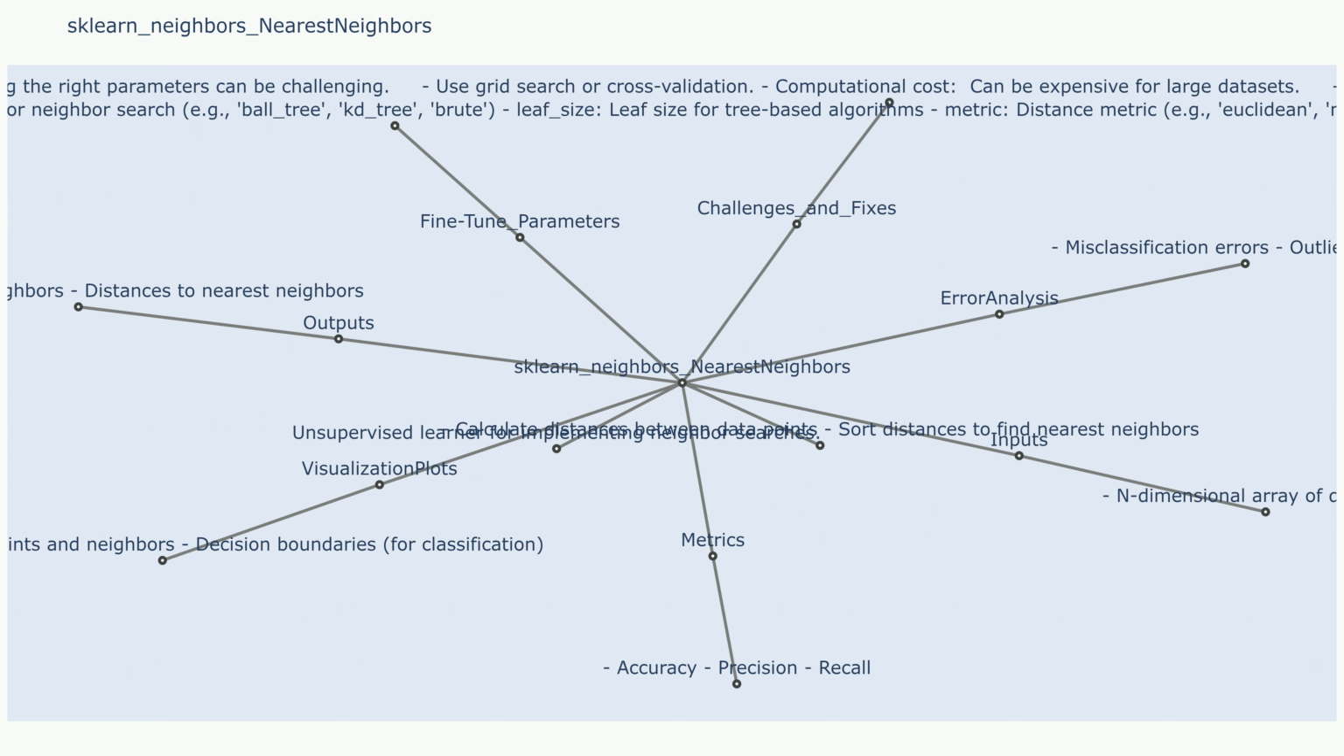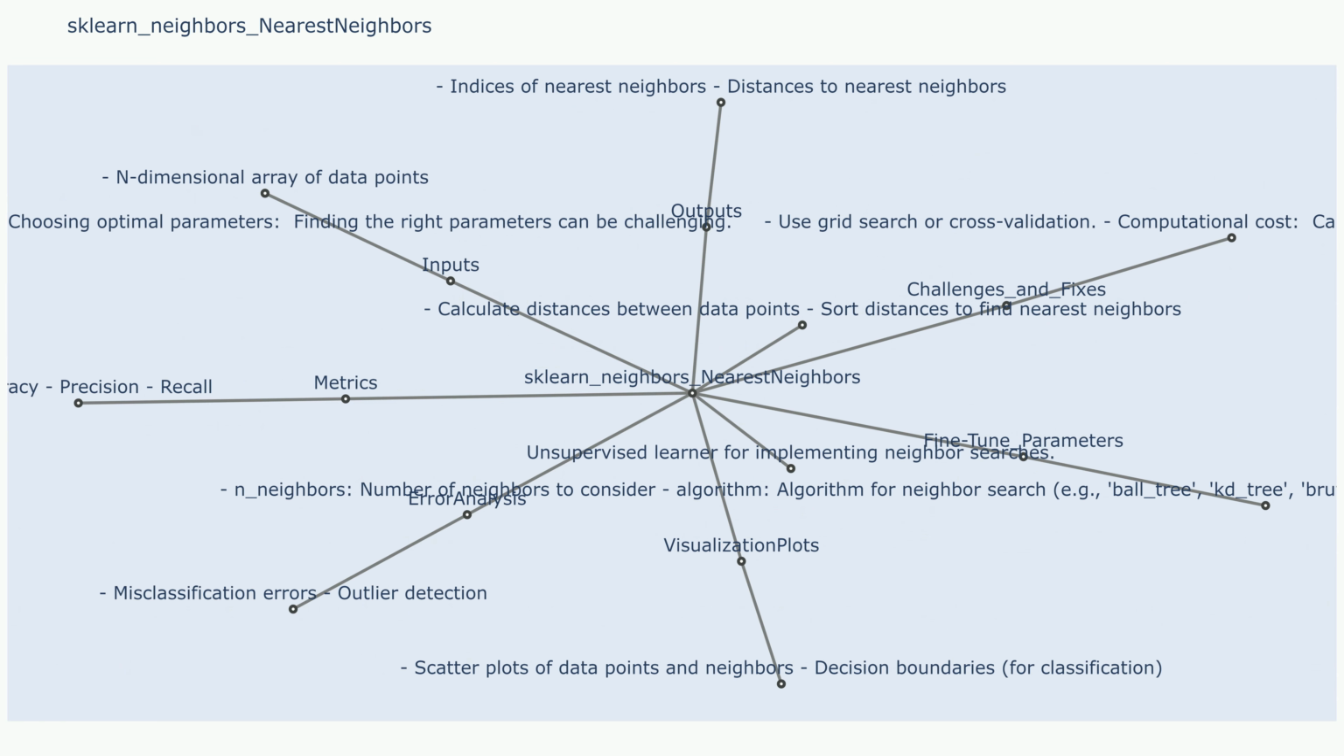Visualization plots. Scatter plots. These plots can be used to visualize the data points and highlight the nearest neighbors. K nearest neighbor graphs. These graphs connect each data point to its k nearest neighbors, providing a visual representation of the neighborhood structure.